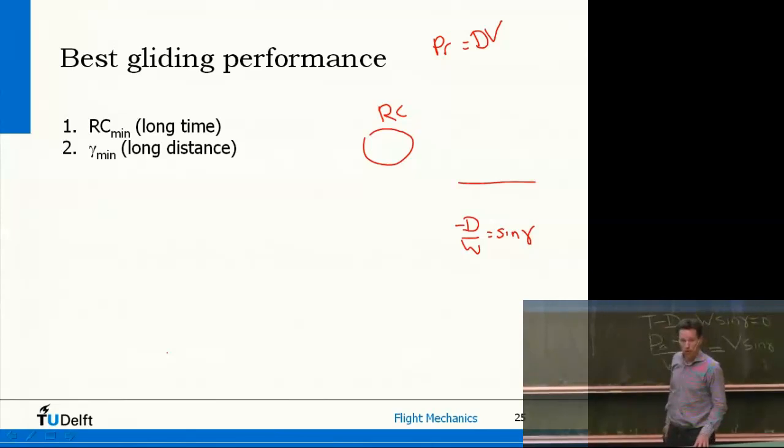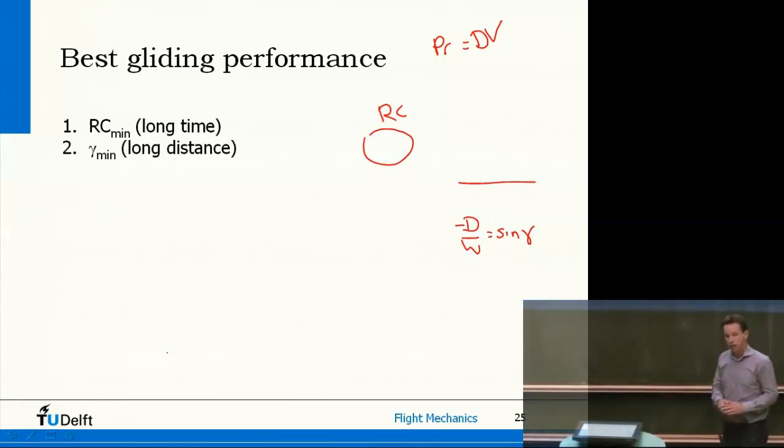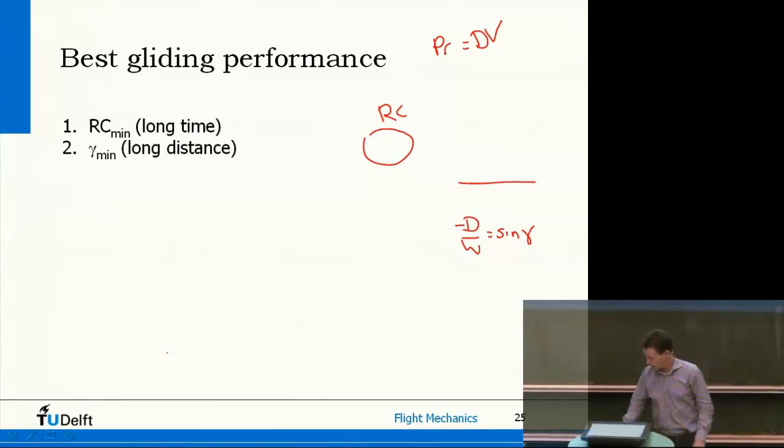The other option I'm going to look at is to have minimum flight path angle. That means the angle at which you're going down is as small as you can, and in that sense you'll achieve the maximum distance.